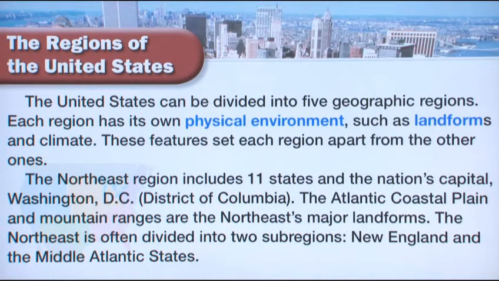The Northeast region includes 11 states and the nation's capital, Washington, D.C., or the District of Columbia. The Atlantic coastal plain and mountain ranges are the Northeast's major landforms. The Northeast is often divided into 2 subregions, New England and the Mid-Atlantic states.